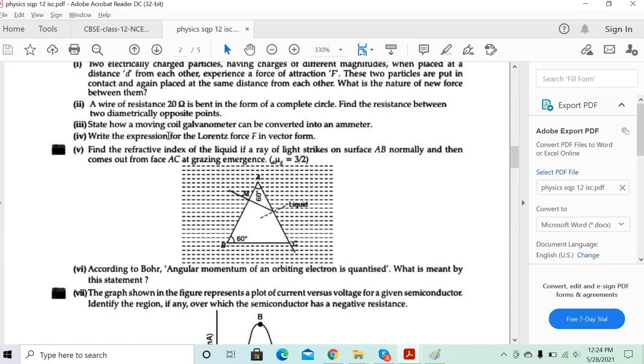State how a moving coil galvanometer can be converted into an ammeter. You can, if a small resistance called a shunt is added in parallel to a galvanometer. Excellent.